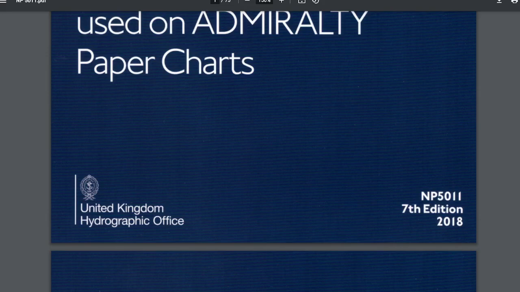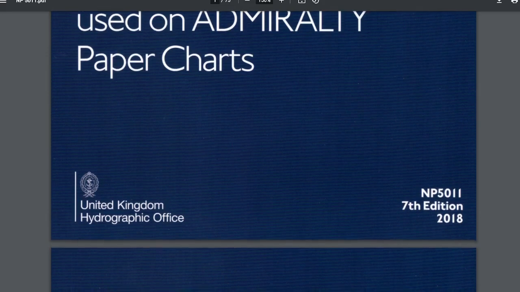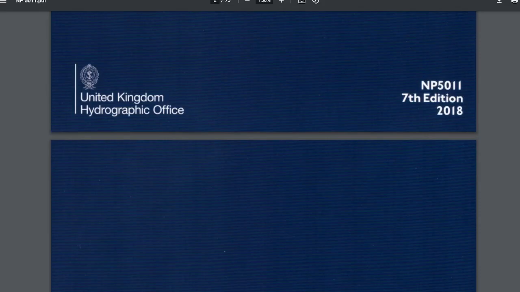But as you know, we keep paper charts on board in case of an emergency as a backup. And apart from that, also from the exam perspective, there's a question which talks about the symbols, and you need to be pretty thorough with the symbols in order to draw it properly in the answer sheet. So this is your go-to book for that. This is 2018 edition, and if I'm not wrong, there has been one more edition after this, and this is NP5011 7th edition 2018, published by the United Kingdom Hydrographic Office.